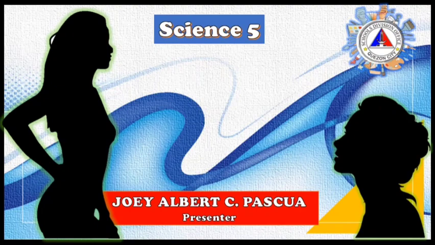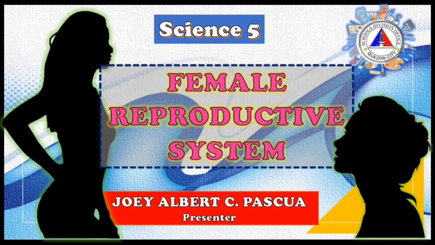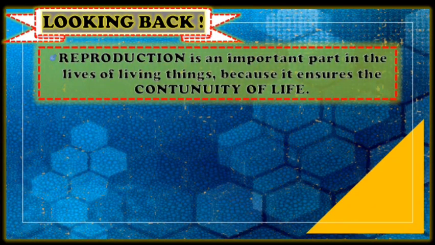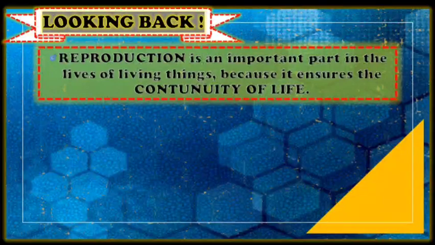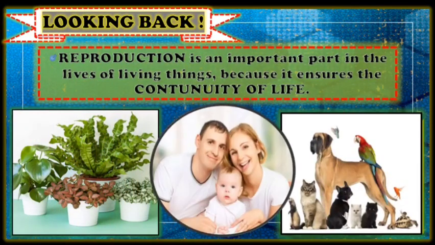Good day everyone. Our second topic for second quarter is all about the female reproductive system. Last meeting we discussed the reproductive system of a male, and we all know that reproduction is an important part in the lives of living things because it ensures the continuity of life. Therefore, plants, animals, and humans have one thing in common. And do you know what this is? They all reproduce.